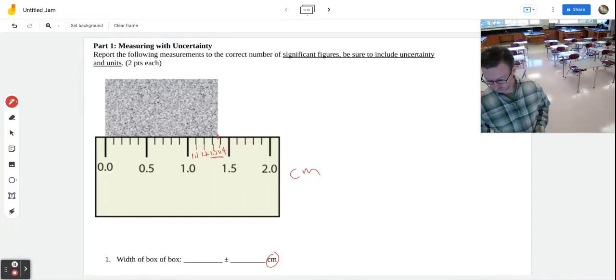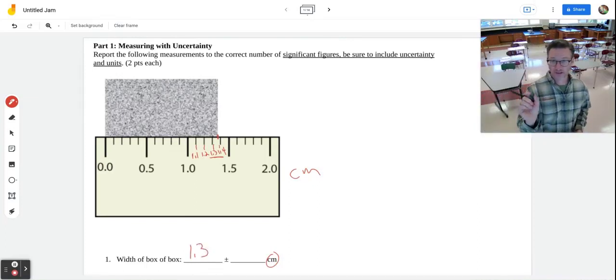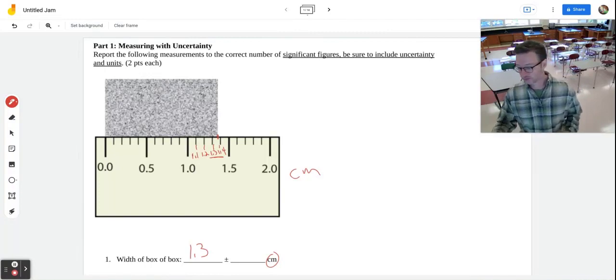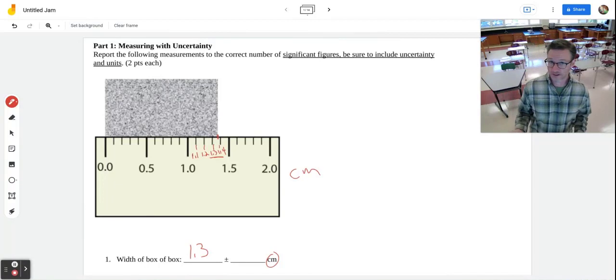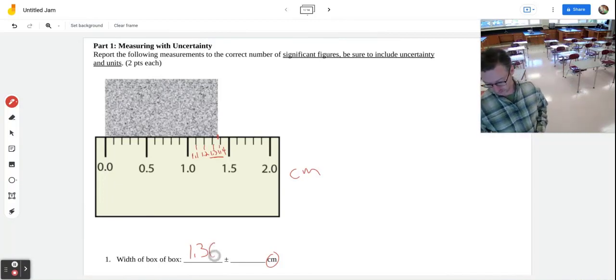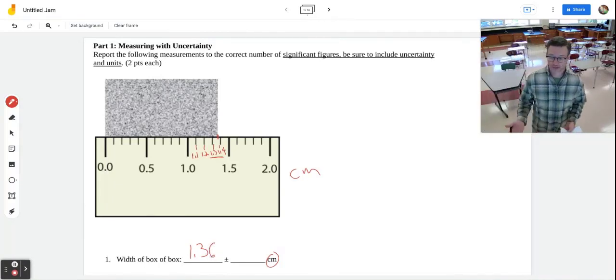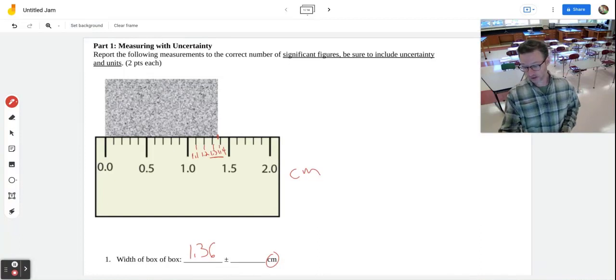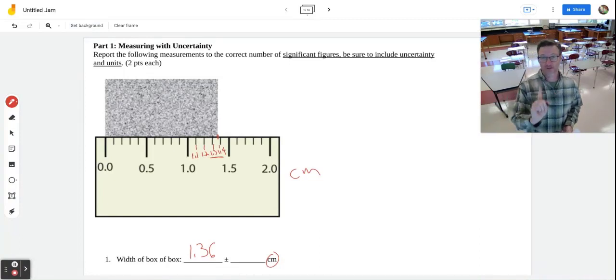The end of the box falls between the 1.3 and the 1.4. So I'm going to write this as 1.3, and then you always have to estimate in between the two marks that you have on the ruler. So it's between 1.3 and 1.4. To me, it looks like it's a little more than halfway, so I'm going to write that down as 1.36. You might say 1.37, you might say 1.35, but the key is you have to have two decimal places, because the markings on the ruler are the first decimal, and then you always have to estimate one decimal place beyond your measurement device.